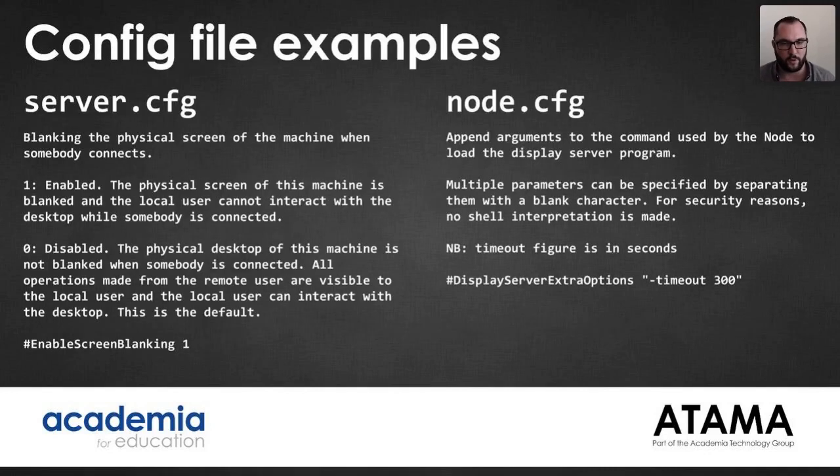So I've got a couple of examples of how this looks, and don't be scared. I know they're text-based config files, but they are extremely descriptive. For example, in server.config, this is exactly what the config file looks like. This is a copy-paste straight out of that file. It gives you a full description of exactly what this stuff does, provided you remove the hash at the start of the setting. So at the bottom there, you can see enable screen blanking. If there's a 1 after it, it's enabled. If there's a 0 after it, it's disabled.